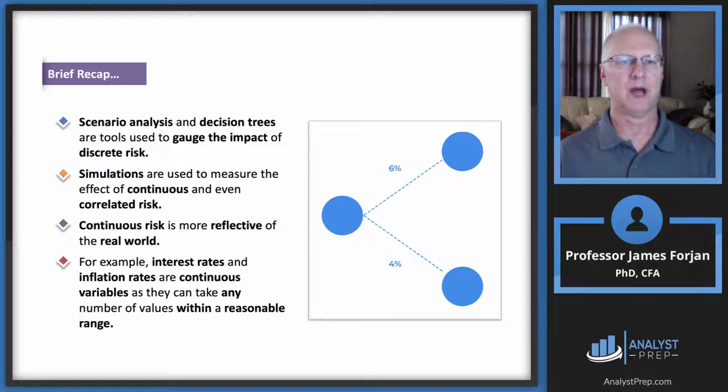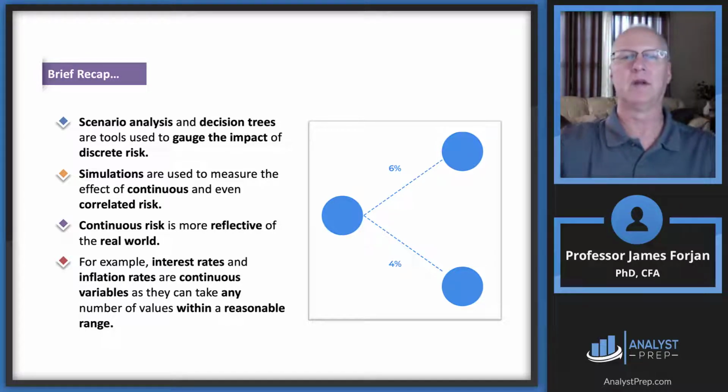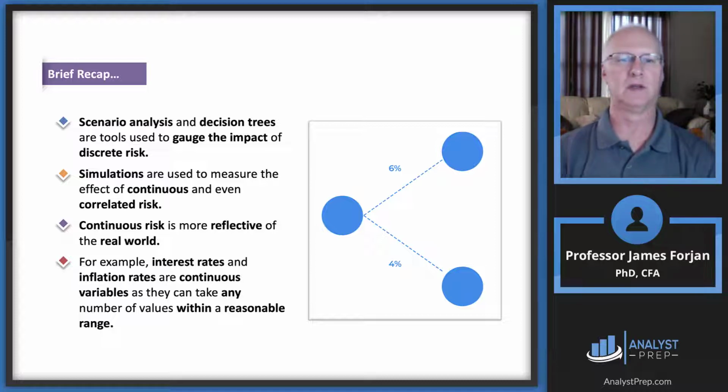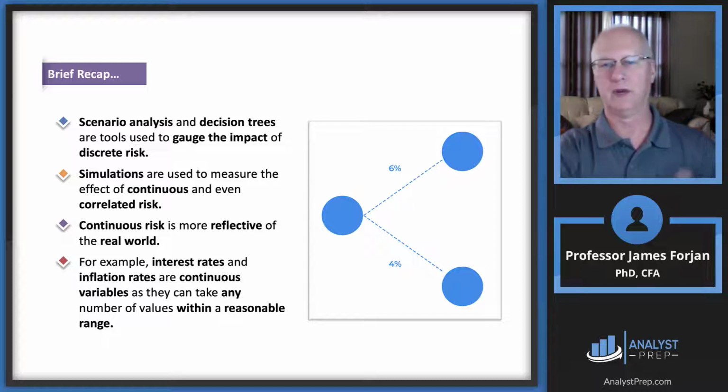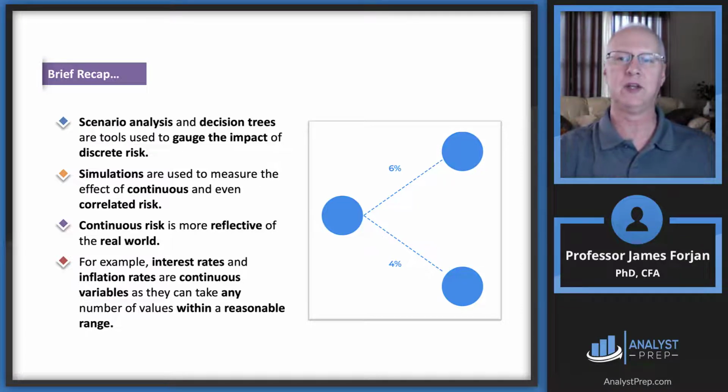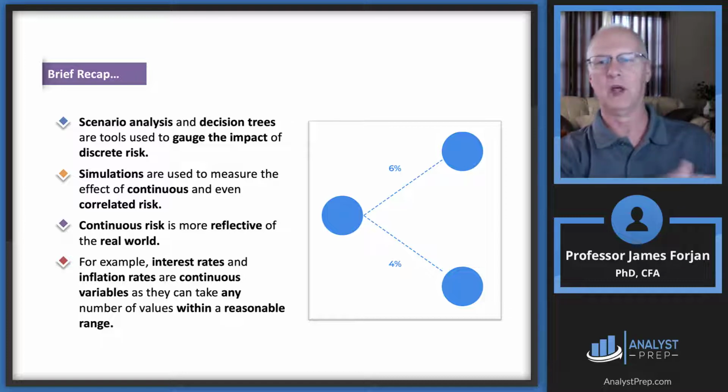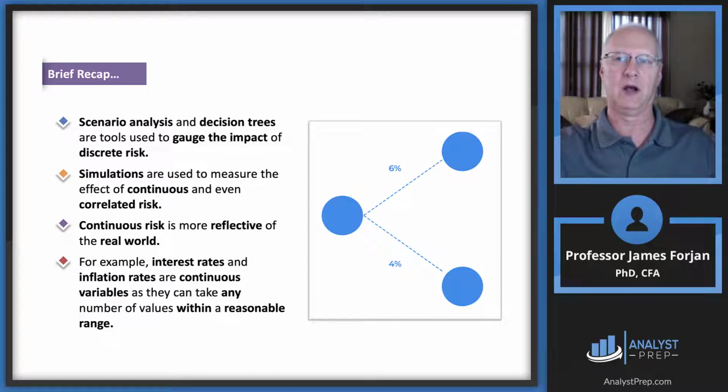All right, look at that first diamond point. Scenario analysis and decision trees gauge the impact of discrete risk. Remember now, discrete risk means every so often, like every week or every month or perhaps every day. But simulations are used to measure continuous risk. And of course, that continuity is going to depend on and be a function of correlation risk. And we'll talk about that in a handful of slides.